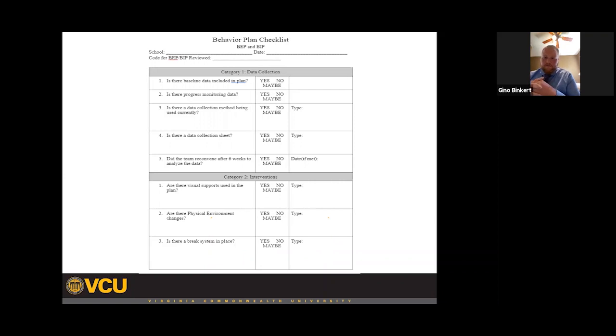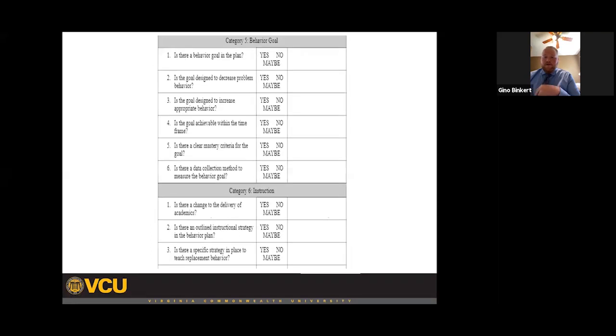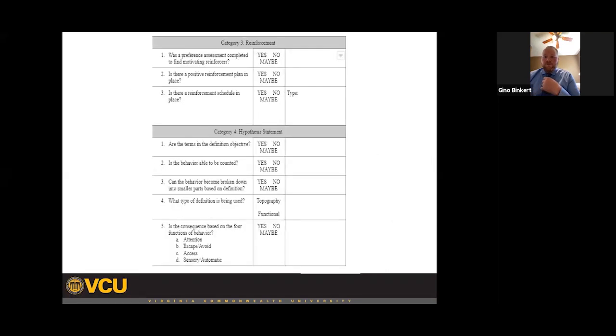The next part of the form, as you can see, is categories 3 and 4. Again, crucial categories: reinforcement and hypothesis statement. I want to touch on reinforcement quickly. You might think there should be more questions in this category. Why are there only 3 questions in this big, huge category?